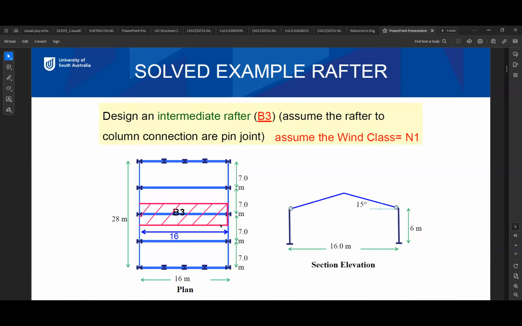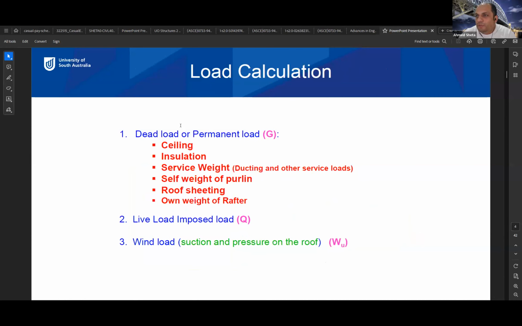Right, because it's only one bay, and we're only working out 2 bays, right? Okay, so this is an important thing. So now, the first step is to work out what the loads on B1 are.